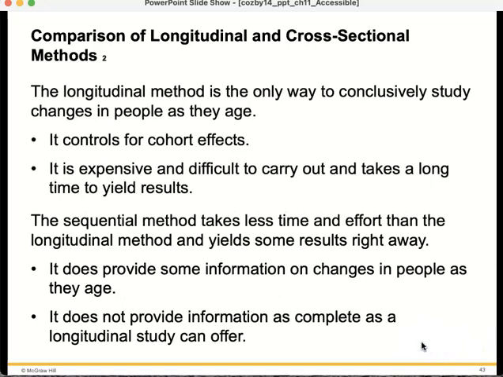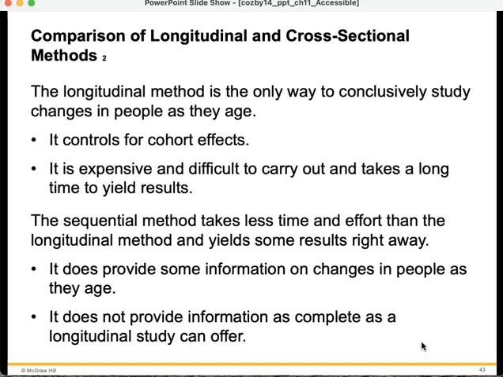The longitudinal method is the only way to conclusively study changes in people as they age, because it controls for cohort effects. But it is expensive and difficult to carry out and takes a long time to yield results. You've got to be in it to win it.